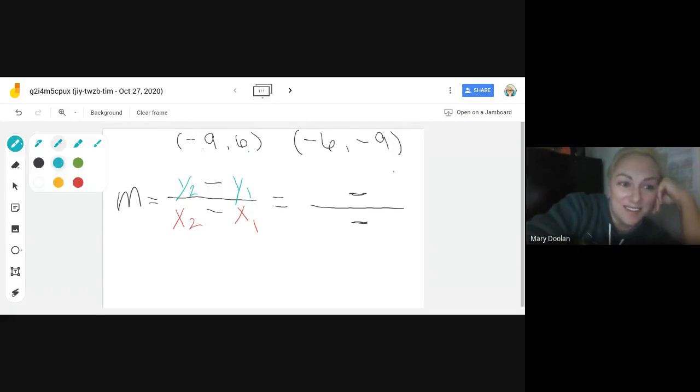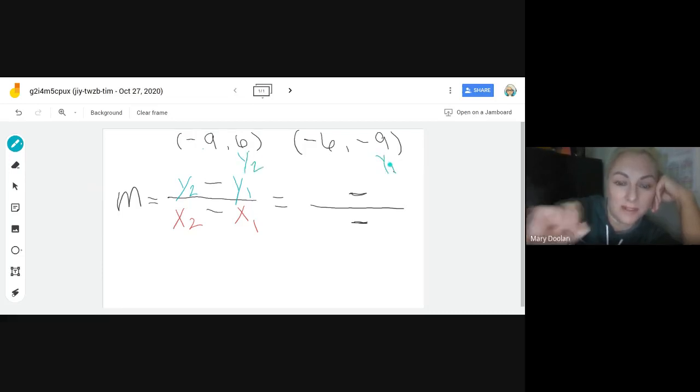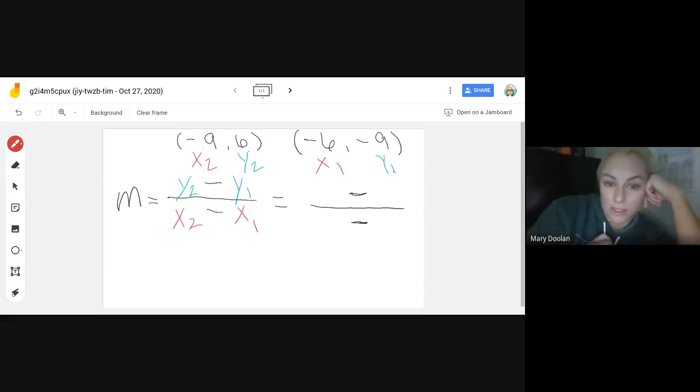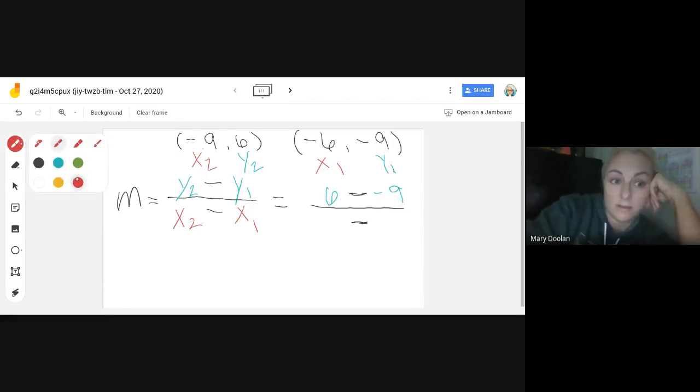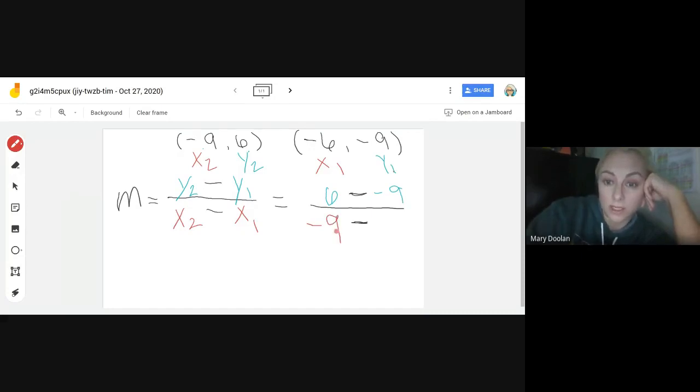Okay, here we go. y2 minus y1, right? See, I'm using the right colors now. And then x2 minus x1. All right, it doesn't matter which ordered pair is first or second. It could work either way. But now I'm going to substitute in: y2 is 6, y1 is -9, x2 is -9, x1 is -6.